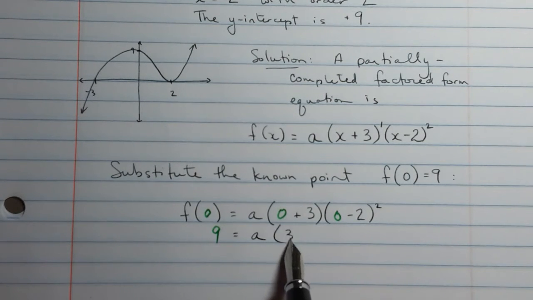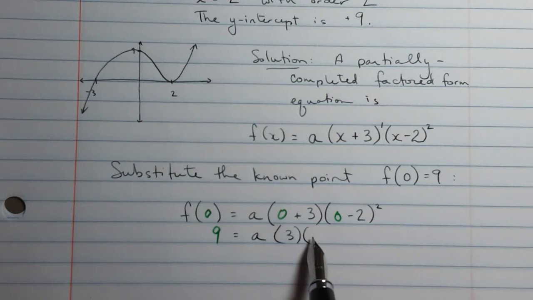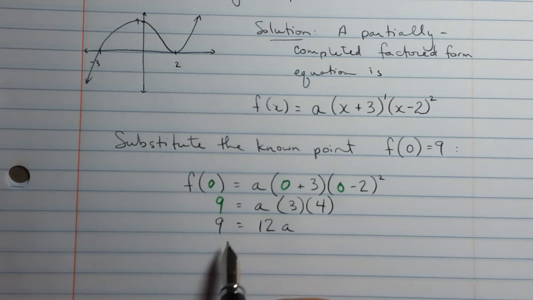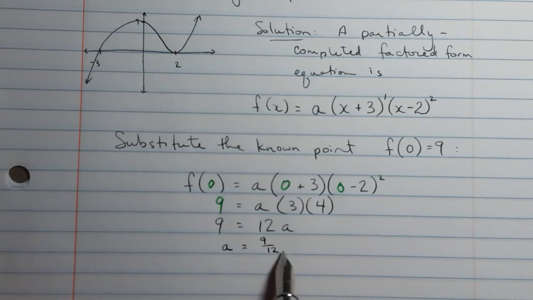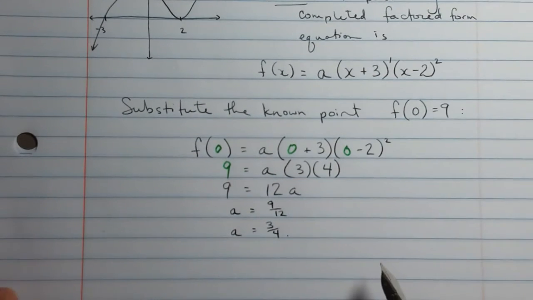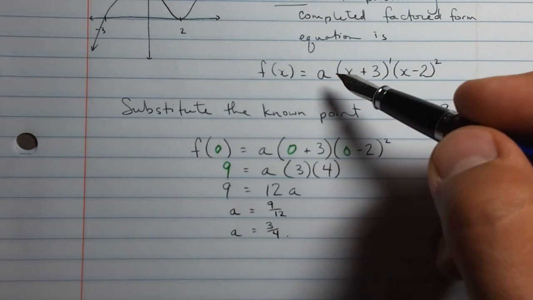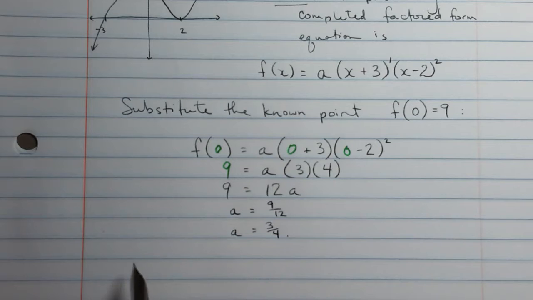0 plus 3 is 3. 0 minus 2 is negative 2, and I'm going to square that right now to get positive 4. So I have 9 equals a times 3 times 4. That's 12a. 9 is 12a. Dividing both sides by 12, I'm going to reorganize a little bit too. a equals 9 over 12, or better yet, 3/4. Now we had a partially completed equation there, and now I know the unknown parameter a, so we can finish it off.